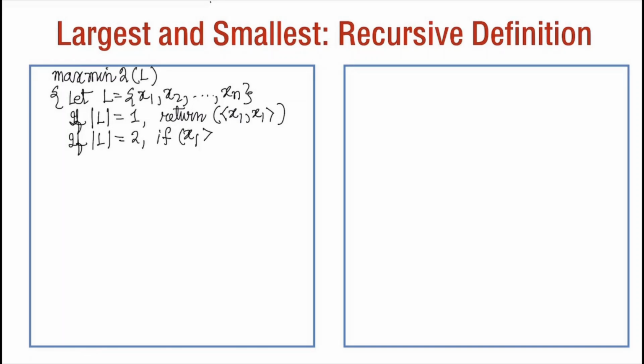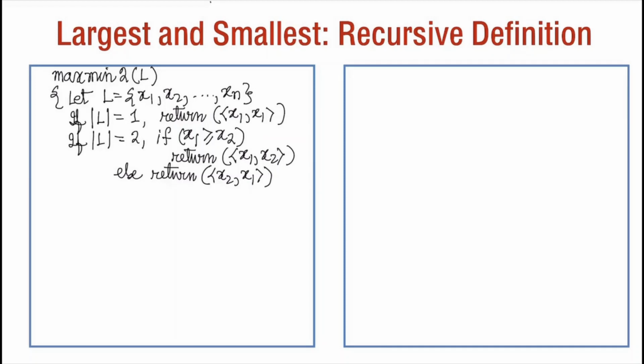If x1 is greater than or equal to x2, return x1, x2, else return x2, x1. So if x1 is greater than x2, then max is x1, min is x2. Otherwise, max is x2, min is x1. So we have got our two base conditions.